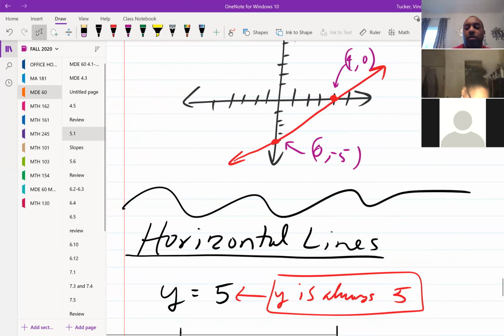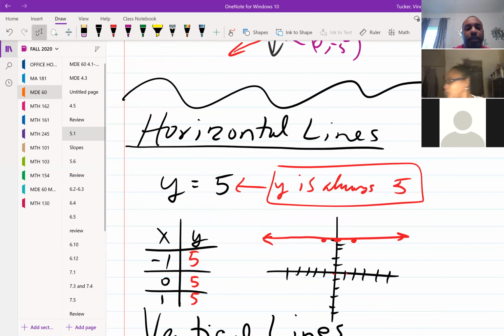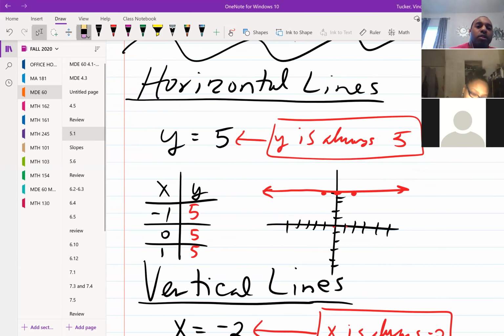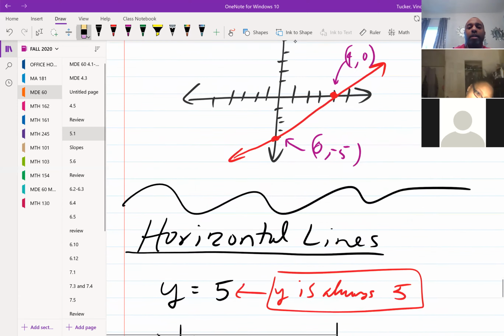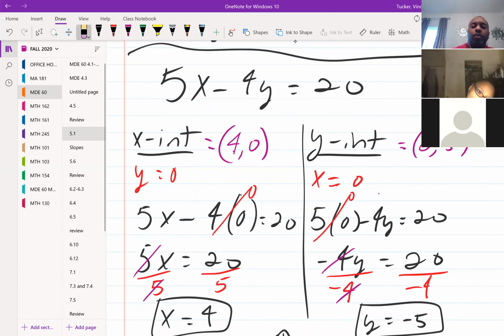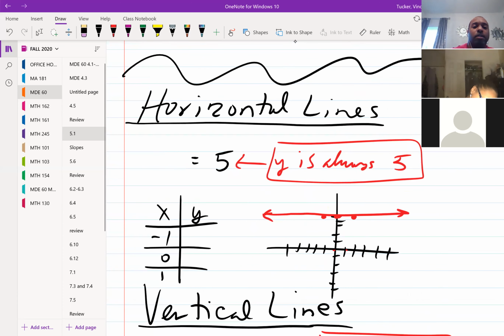All right, so last thing out of this section, last thing for today, and we'll be good to go. So, horizontal lines. Notice what we've always said when we're trying to graph. We have x and y involved. But if you're given an equation that's just y, notice we have y equal to 5. This means that no matter what x is, y is going to be that number. So in this case, y will always be 5.